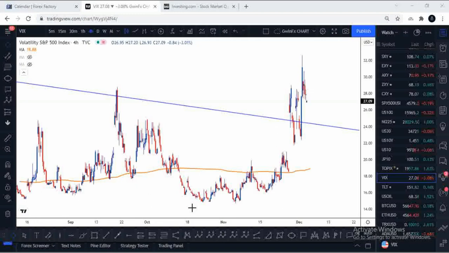So if the VIX is going up, what we have for the day is risk off. If the VIX is going down, we have risk on.